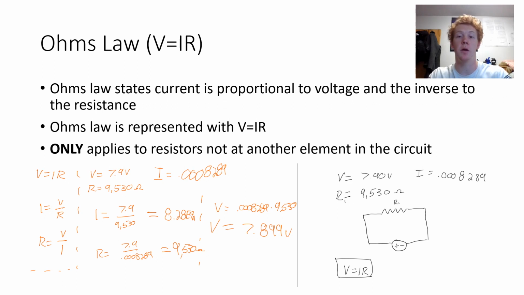As seen on the bottom left-hand side, I did V equals IR, I divided by R, so R equals V divided by I, and then I solved for each, proving that the measurements that were made equal each other, which is super cool to see.